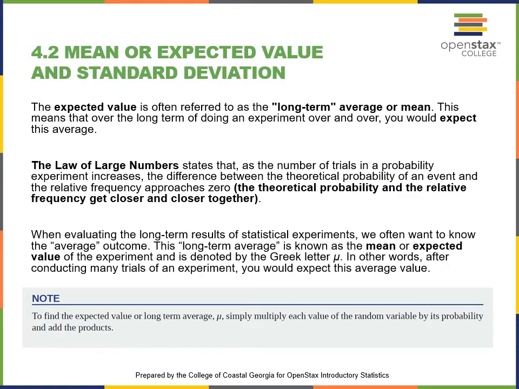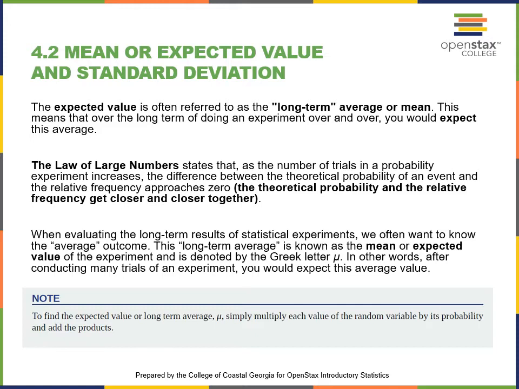Then we talk about something called an expected value, which is a lot of what we really just did. An expected value, often referred to as the long-term average or mean. So it's basically what we could think of as the mean from a probability distribution. So, over a long term, if you were going to perform the experiment over and over and over again, what would you expect the average outcome to be? Okay, the average value. And so that's the expected value.